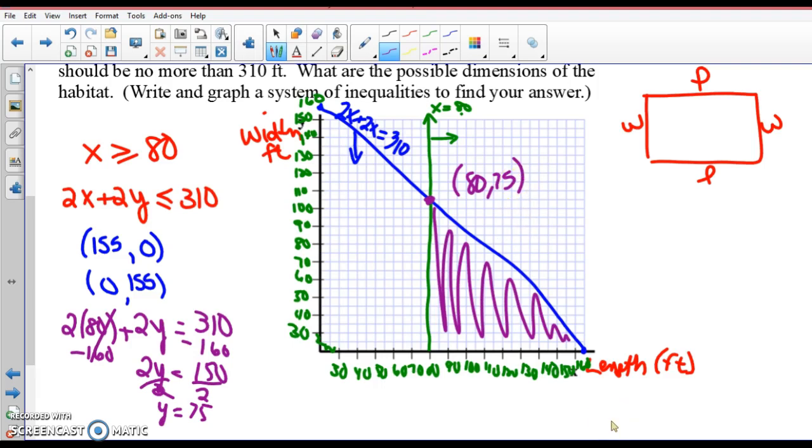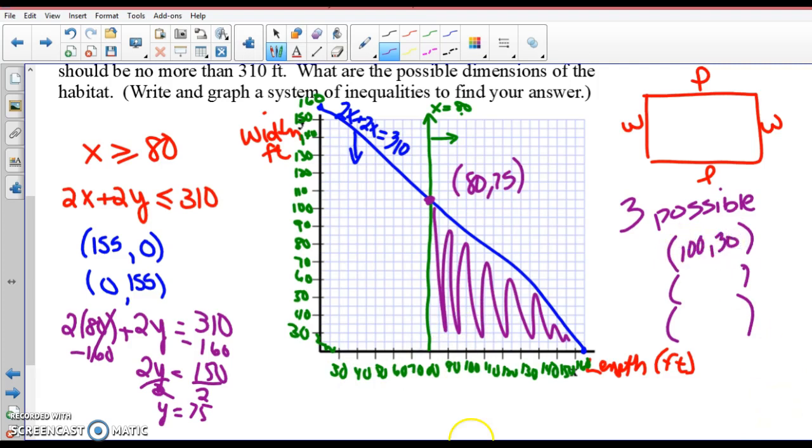Right, what does it say? What are the possible dimensions of the habitat? So, I want you to give me 3 possible dimensions. So, we need to look in this grid box right here where it's shaded. What would one be? I go to 100 and 30. So, I could do 100 long by 30 wide.